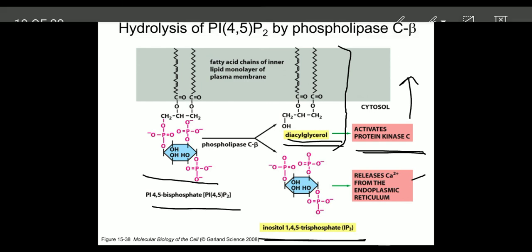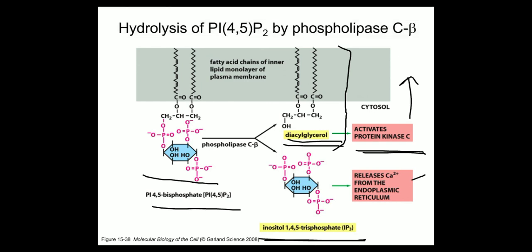This is the overall idea for the IP3 mediated GPCR signal. Okay guys, yeah. And this cleavage occurs by the hydrolysis of PIP2 by phospholipase C beta. This is the common concept here, guys.